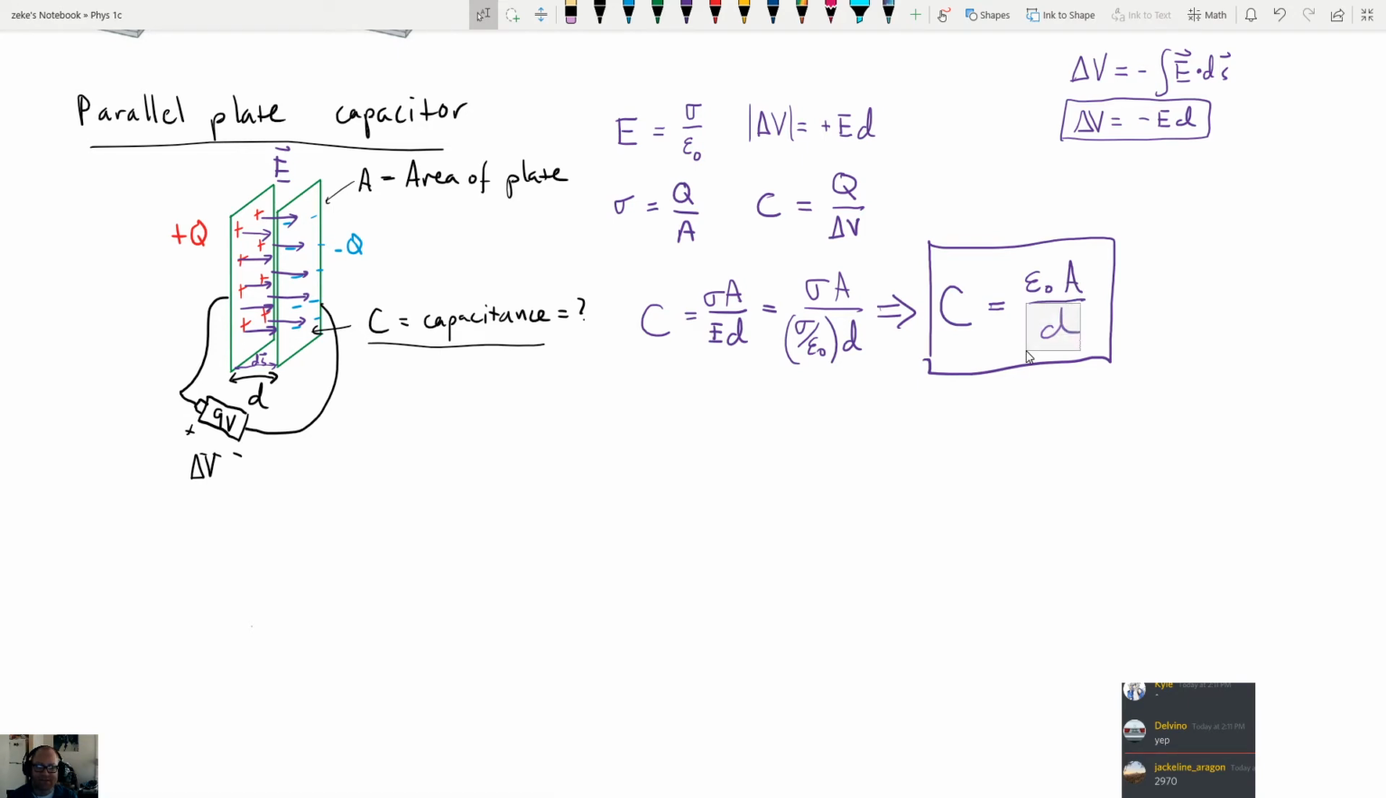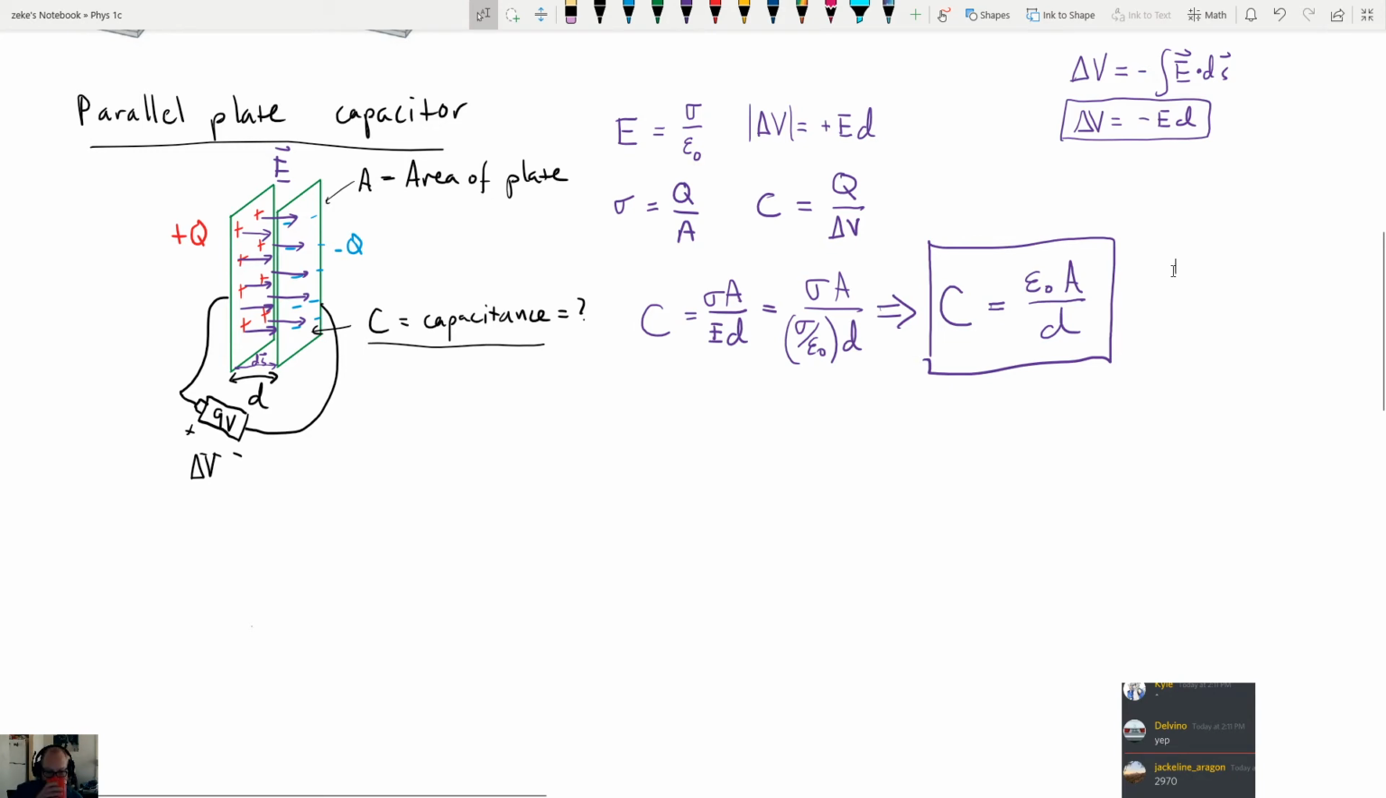Now, does that make sense? This says that the smaller the distance between the plates becomes, the bigger the capacitance gets. Does that make any sense? A little more thinking, but yeah. Can you provide some kind of argument as to why that would be the case?